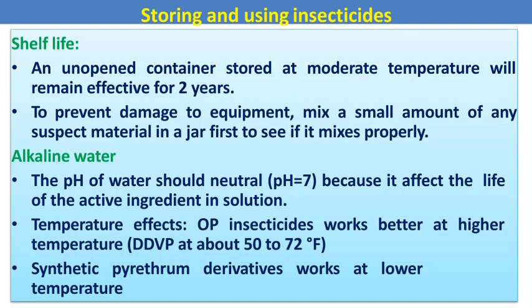Then the shelf life of the insecticide. An insecticide has more shelf life at a moderate temperature. Neutral water is required at the time of chemical treatment, because the pH of water affects the life of the active ingredient present in the solution. On temperature effect, organophosphate insecticides work better at higher temperatures, and synthetic pyrethroid derivatives work at lower temperatures.